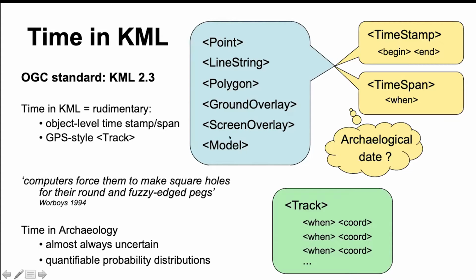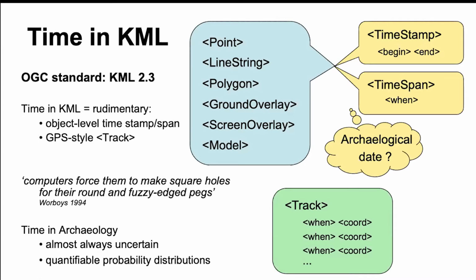Now, each of those spatial types you can associate with either a time stamp or a time span. They are the two main temporal primitives that you can use. Time stamp is actually just a single date. I think I've got them the wrong way around here.